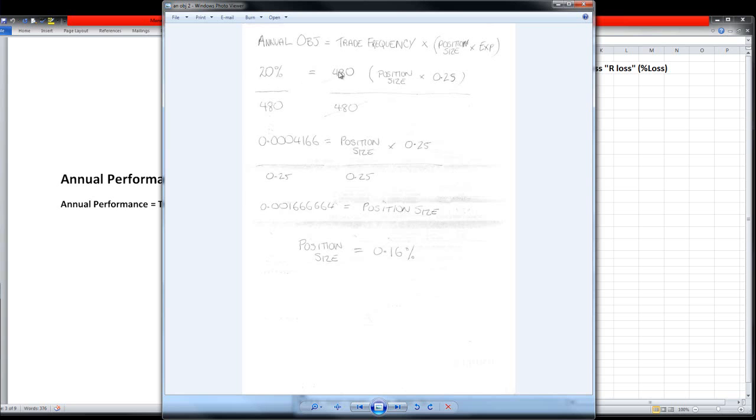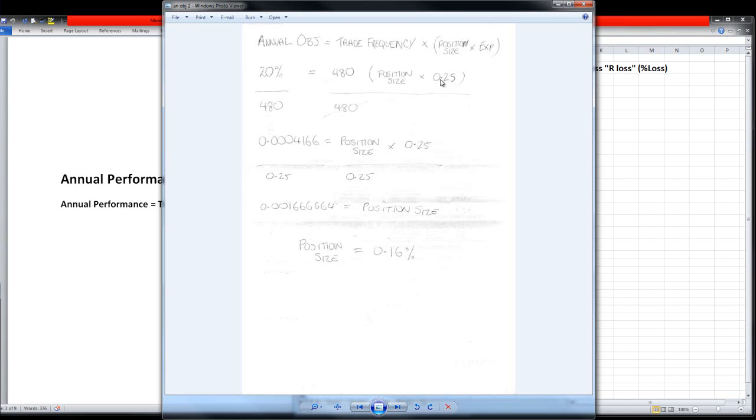Now what I've taken is a figure here of trade frequency, similar to me, 480 trades a year. That's an average of 10 trades a week times 48 weeks in a year, having 4 weeks off. You might trade half that, double that, whatever it is. It's quite an easy figure to work out, your annual trade frequency. Position size we don't know yet, and expectancy is 0.25.